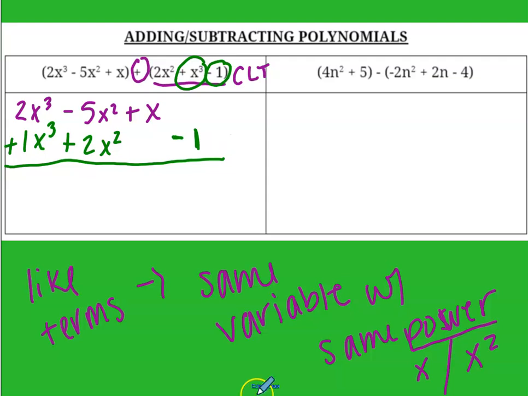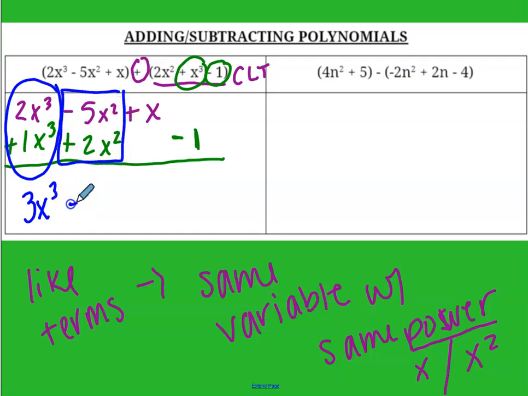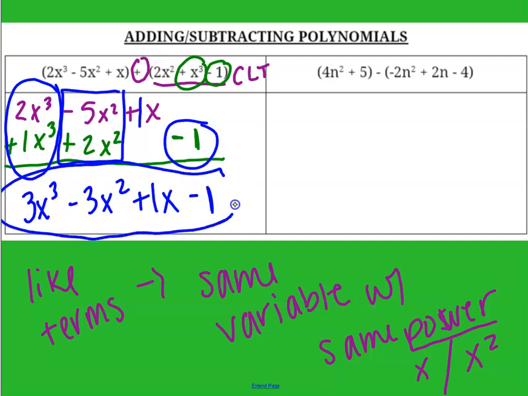So now we can add up our like terms. 2x to the 3rd plus 1x to the 3rd is 3x to the 3rd. Negative 5x squared plus 2x squared is negative 3x squared. Positive 1x doesn't have a like term, so it just stays positive 1x, and minus 1 does not have a like term, so it just stays minus 1. So this would be our answer because we cannot simplify it anymore.